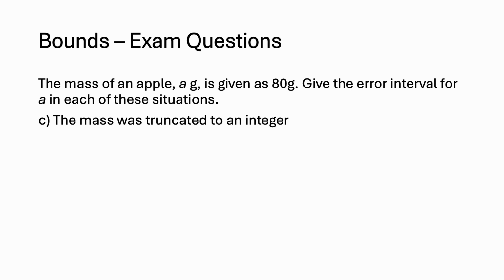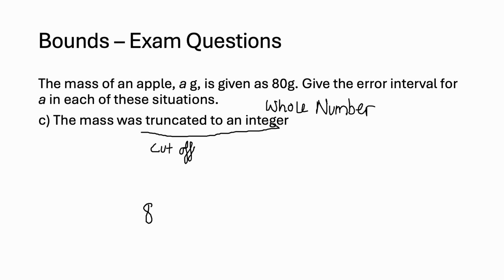Okay, part C. So the mass of an apple A is given as 80 grams, and now it's been truncated to an integer. Okay, so when we hear the word truncated, cut off. So first of all, we know that the lowest possible number it can be when truncated to the nearest integer, which means whole number, is, well, 80. 80 grams is the lowest it can be.